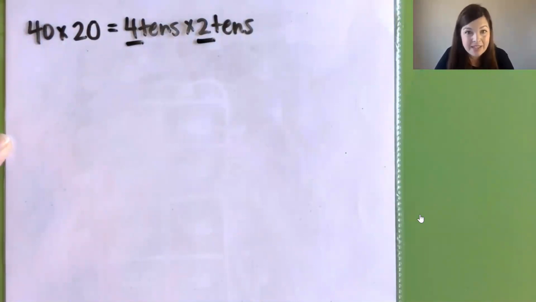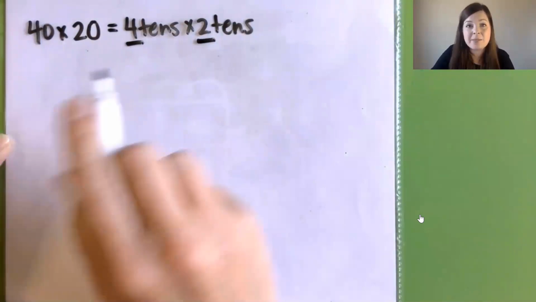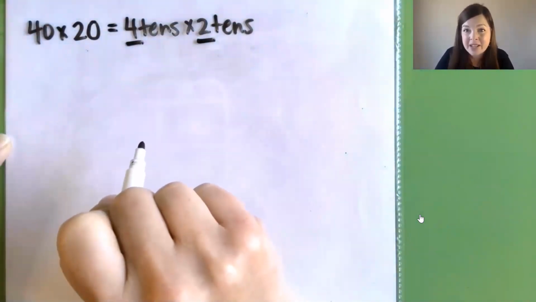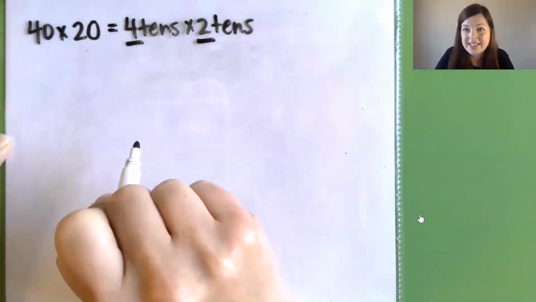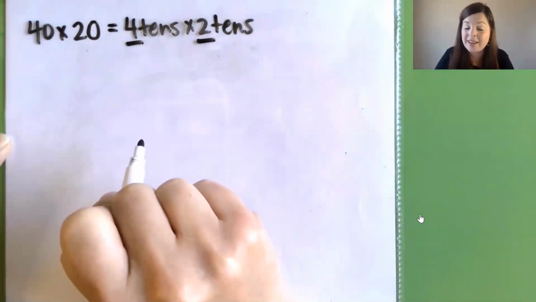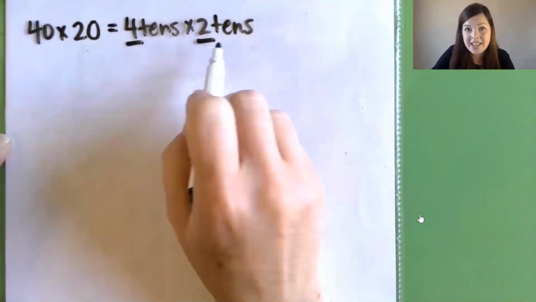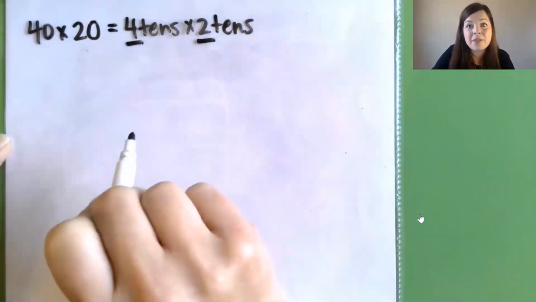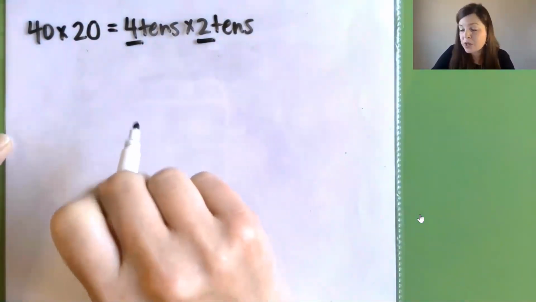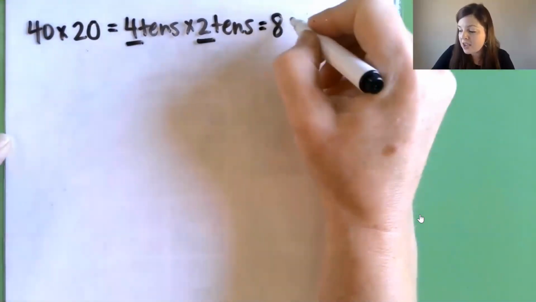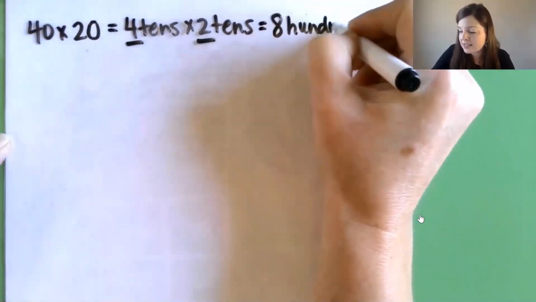Some of you may have been thinking that 4 tens times 2 tens equals 8 tens, but we still need to multiply the tens. 10 times 10 equals 10 tens, or 100, not 110. So tens times tens gives us a new unit of hundreds. So 4 tens times 2 tens equals 8 hundreds.